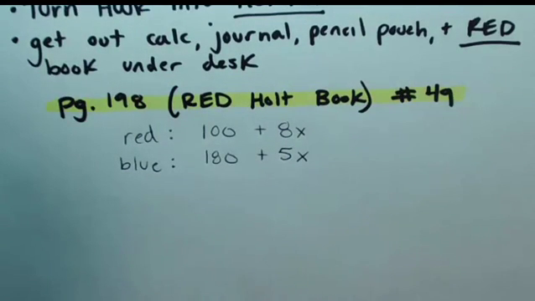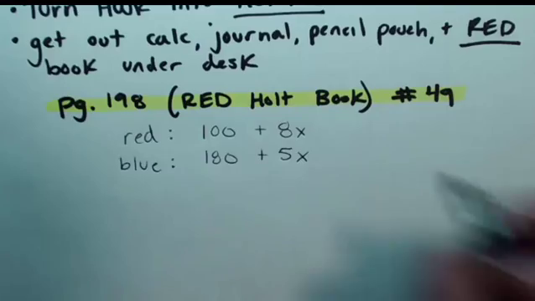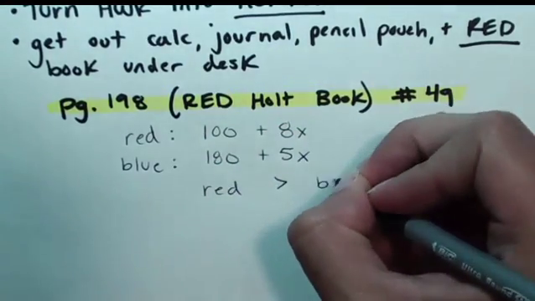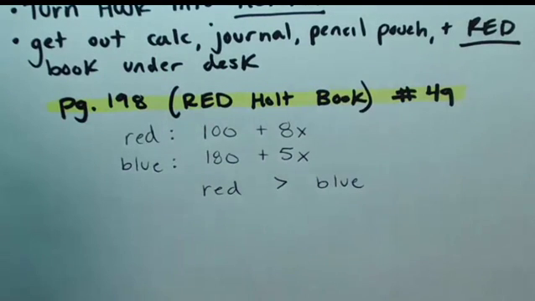So what they want us to find, this is the question that we're solving, how long will it take for the red kite to be higher than the blue kite? So we want the red to be greater than the blue, not equal to, because it doesn't say greater or equal to, it's just when is the red kite higher than the blue kite. And it says round your answer to the nearest second.